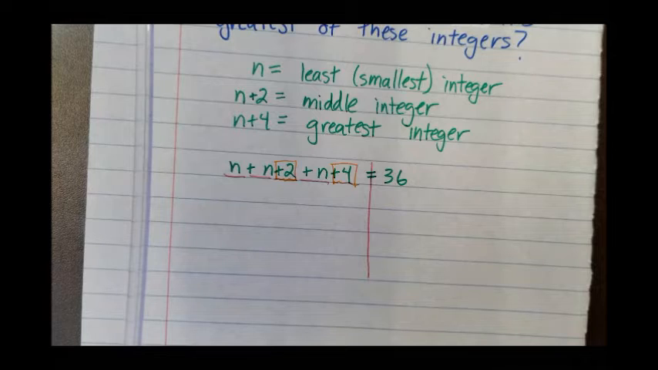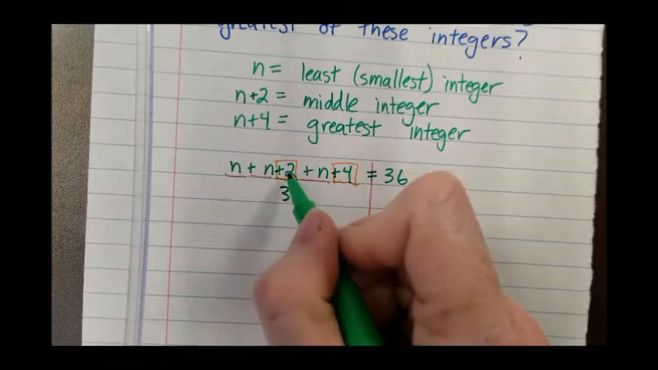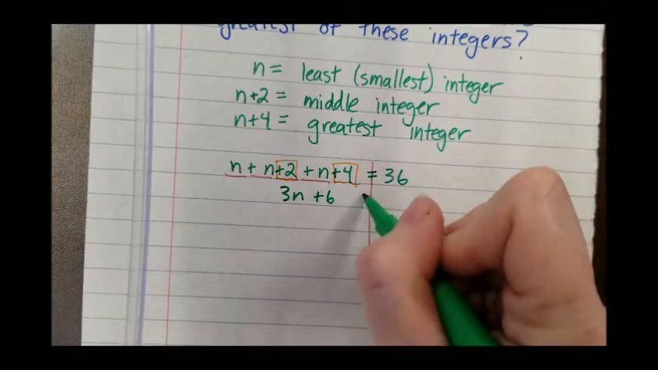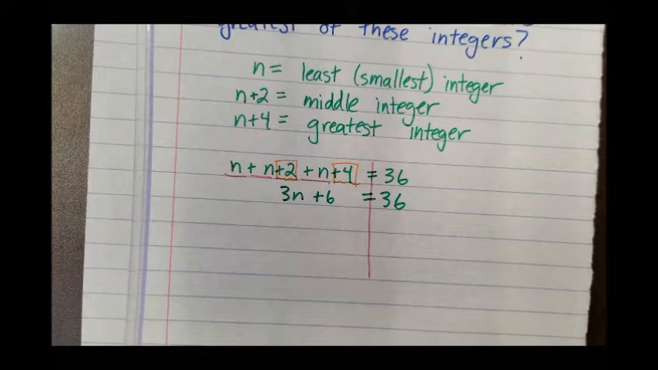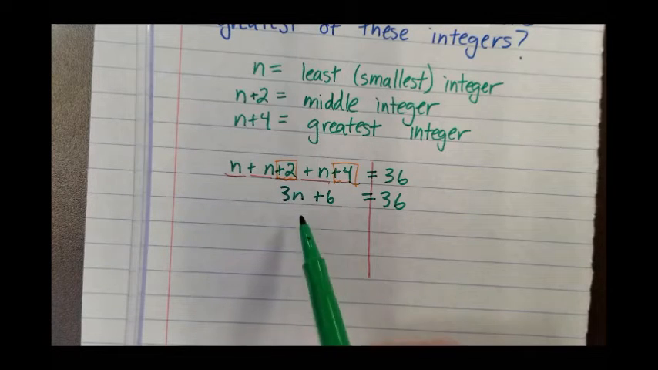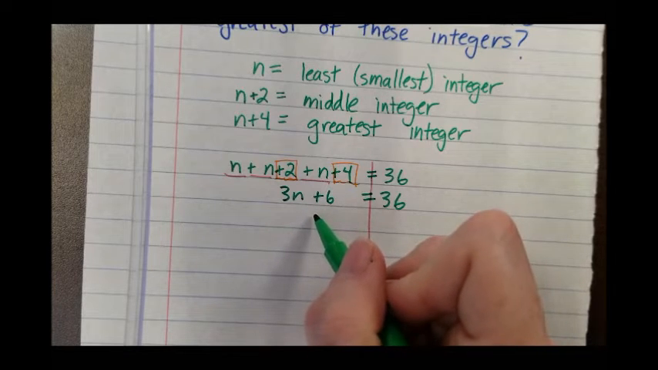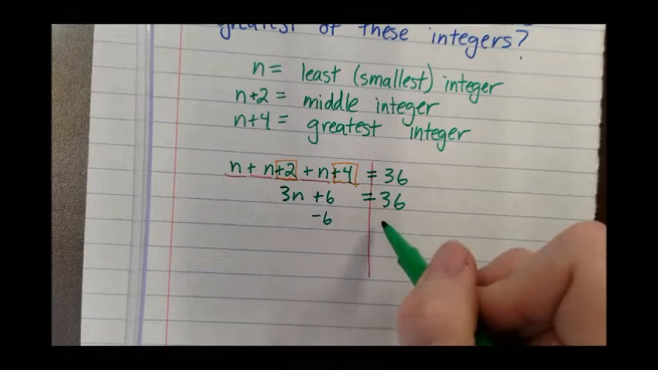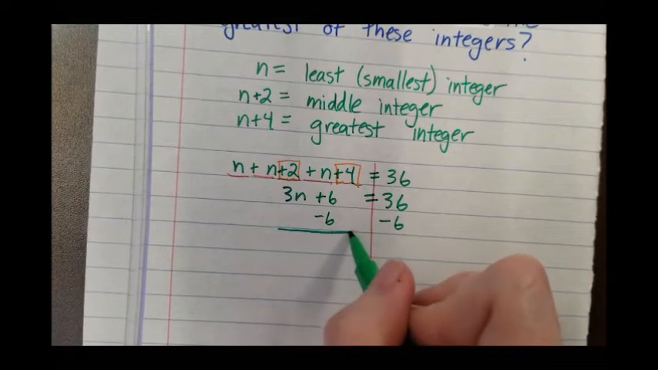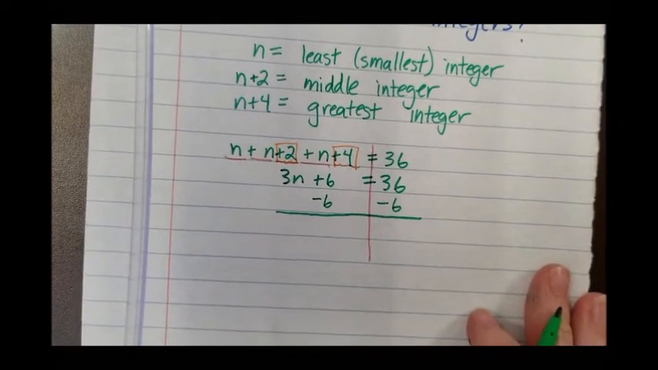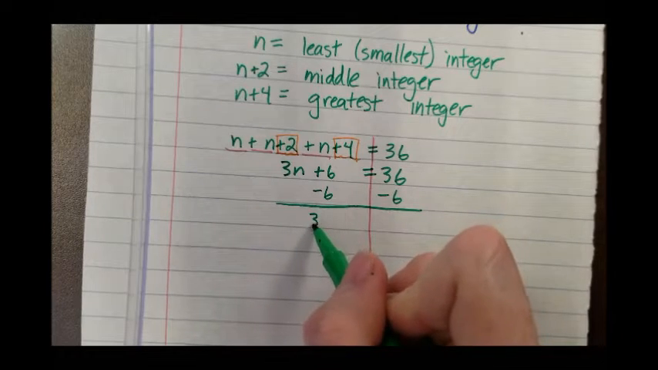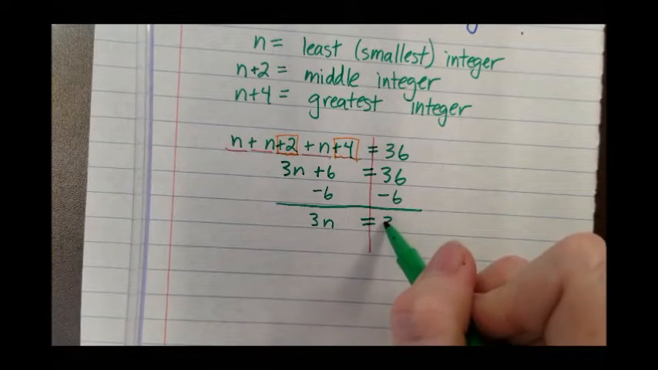Okay, so if we add all of our n terms, n plus n plus n gives us 3n. 2 plus 4 gives us 6, so 3n plus 6 equals 36. Next step we need to take is to undo everything that's being done to n over here. The furthest operation from the variable is the plus 6, so that's what we undo first. So we undo adding 6 by subtracting 6 from both sides. And that leaves us with 3n equals 30.